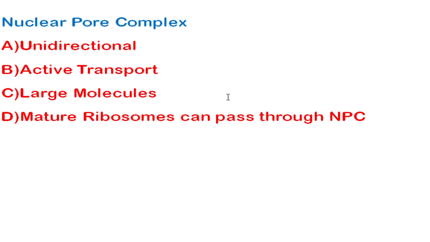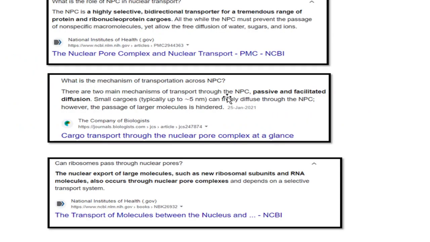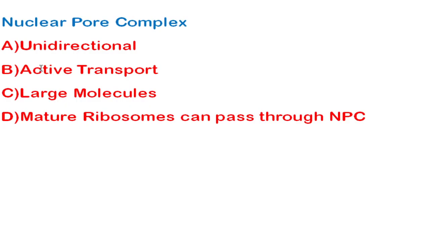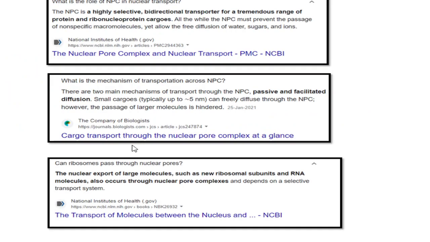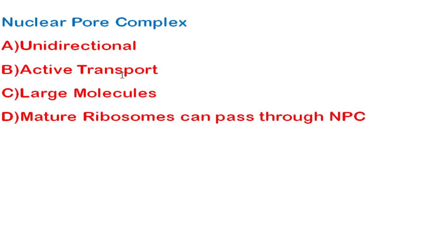Next is regarding the nuclear pore complex. The first option is completely wrong. Here they had given that transport across the nuclear pore complex is unidirectional, but it is bidirectional. In this article you can find the nuclear pore complex transport is highly selective and it is a bidirectional transporter. Second, there are two main mechanisms of transport through the nuclear pore complex: one is passive diffusion, another one is facilitated diffusion. So you can eliminate this particular option.